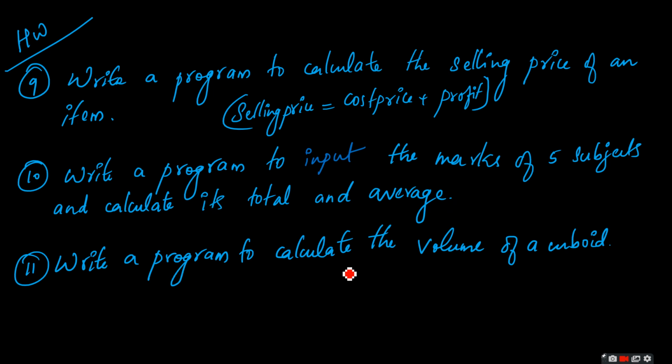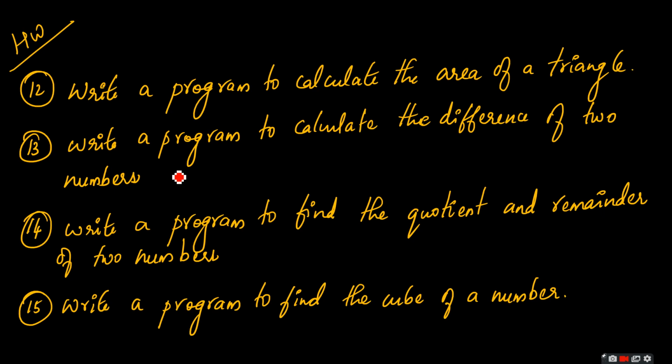11th question, write a program to calculate the volume of a cuboid. 12th question, write a program to calculate the area of a triangle. Write a program to calculate the difference of two numbers. Write a program to find the quotient and remainder of two numbers. Write a program to find the cube of a number. So everyone should do this homework. So this is all about the script mode and the programming in Python. Thank you.